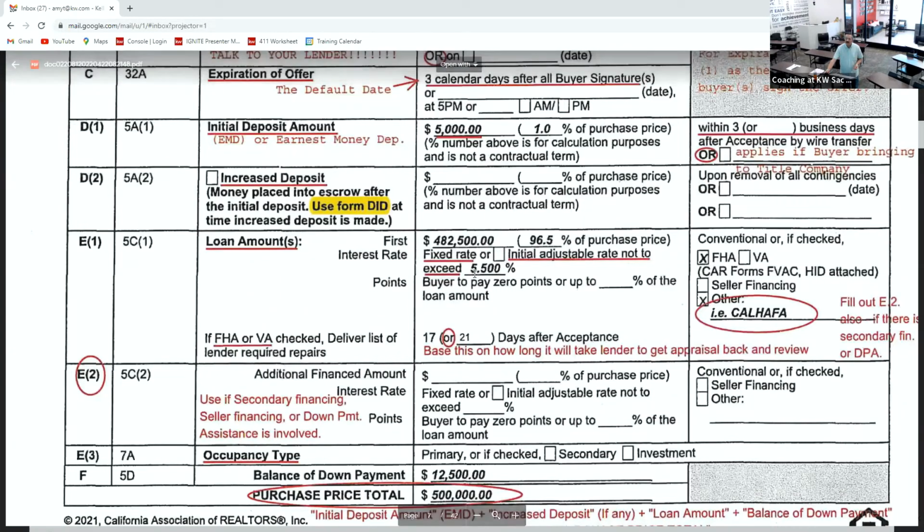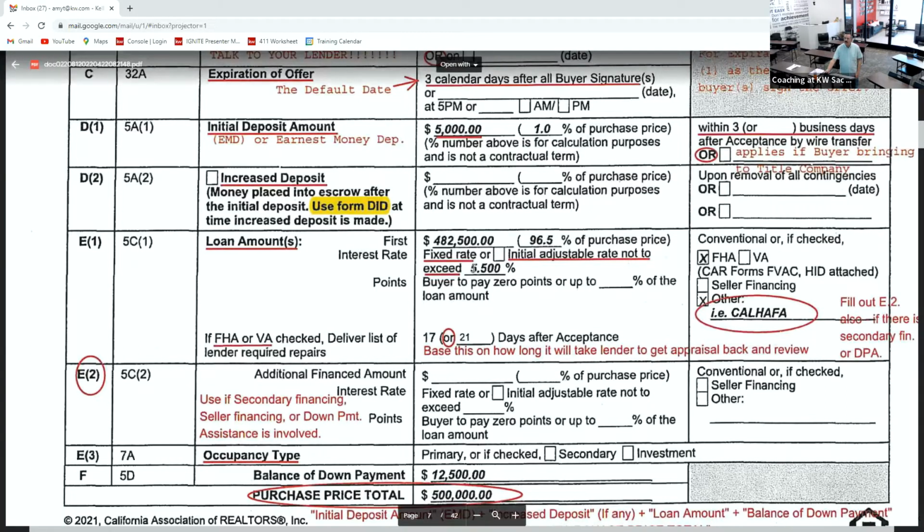And it's really important that you follow the lead in this section right here. So you're going to put the amount of the loan. It will calculate the percentage of the purchase price automatically. If it's a fixed rate, you don't need to put anything here. If it's an initial adjustable rate not to exceed, you can have an amount put in here. If the buyer is paying no points, you don't need to put anything here. If the buyer has to pay something, you want to put it in here.